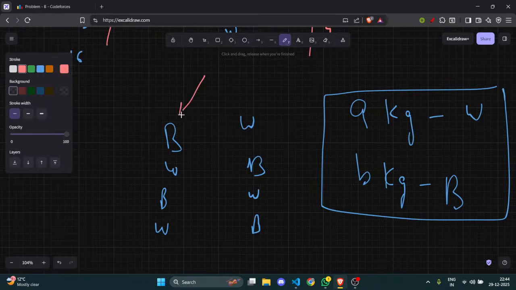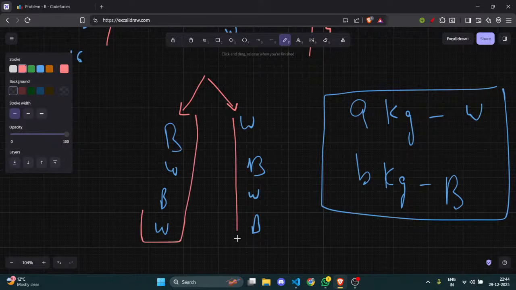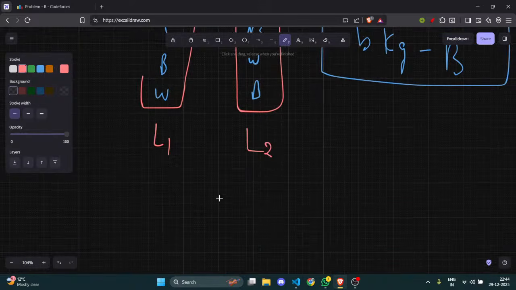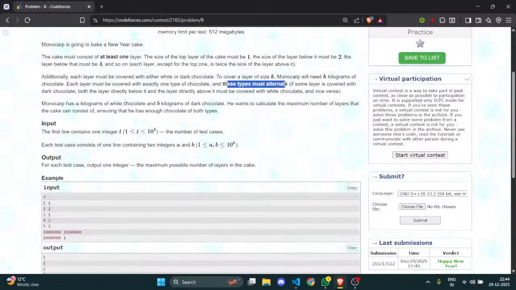We can either make the cake in this type, or we can make the cake in this type. So if these are only two choices, we can try to make the cake in this fashion or in this fashion and see what layers we are having. Let's say I am having L1 layers here, and I can have L2 layers in this type. So whatever the maximum of those, I will make the cake in that fashion. Okay.